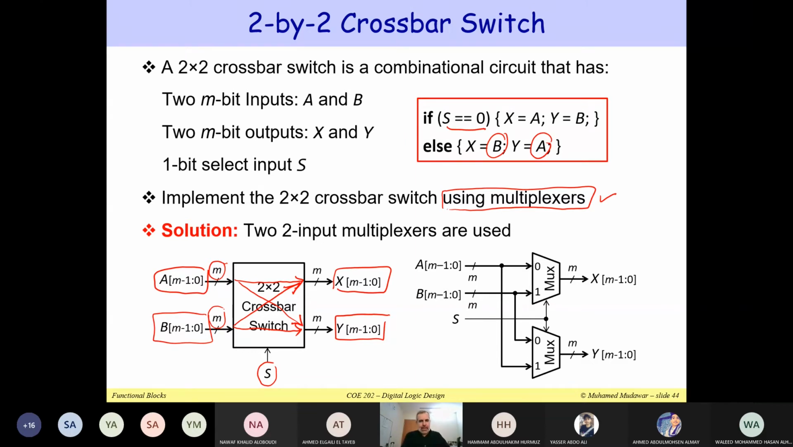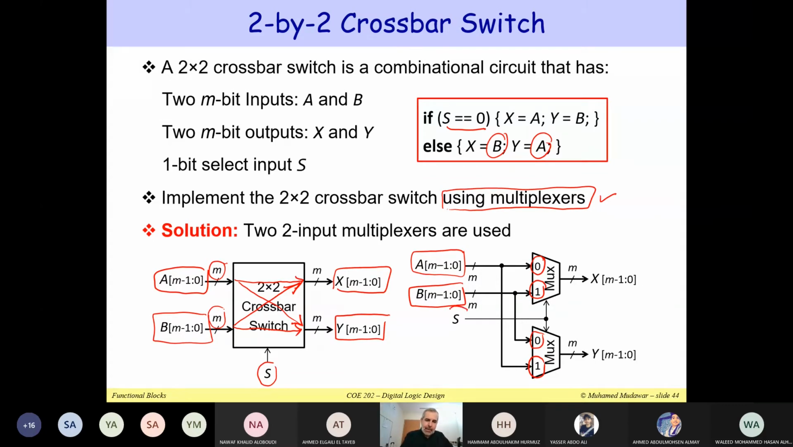Now notice that I'm going to connect A and B to both of these 2 multiplexers. A is connected to input 0 of the first multiplexer, while A is connected to input 1 of the second multiplexer. And B is connected to input 1 of the first multiplexer while it's connected to input 0 of the second multiplexer. So the wiring is very, very important: how you connect the inputs to these multiplexers.